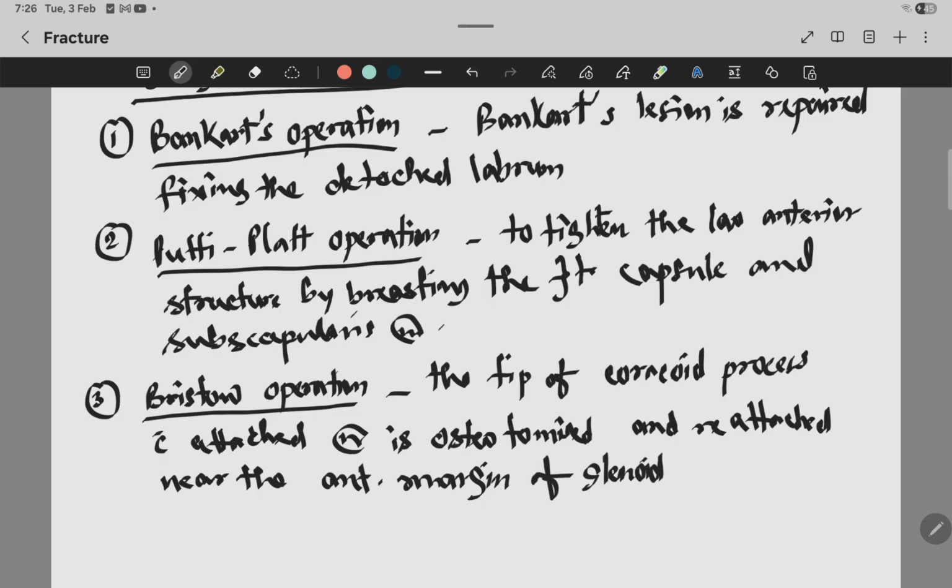Okay. So this is the whole topic of dislocation of shoulder.